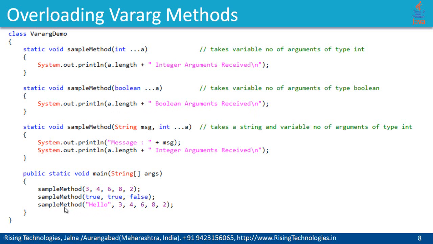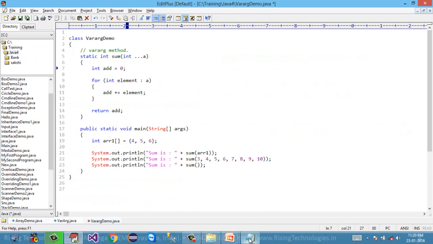And now look at this third call. Along with these integer arguments, I have specified this string, hello. So this hello will be passed as a parameter into the message, and all these numbers will be sent as parameters into this second Vararg argument. So this method is going to print first this message, and then it will say 1, 2, 3, 4, 5, 5 integer arguments received. Let's have a look at this piece of code.